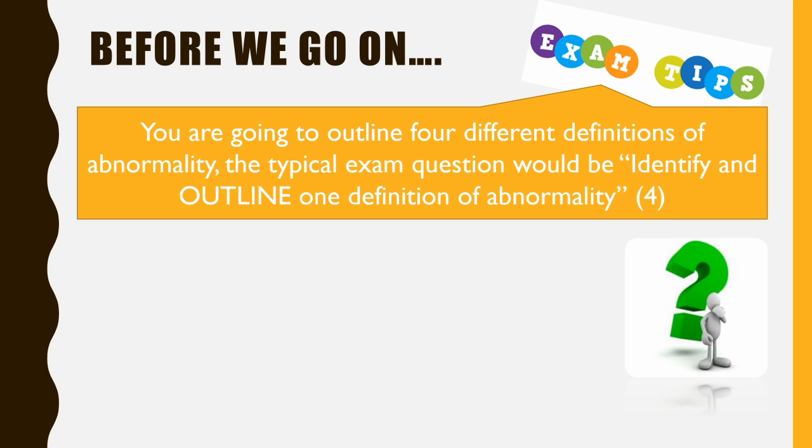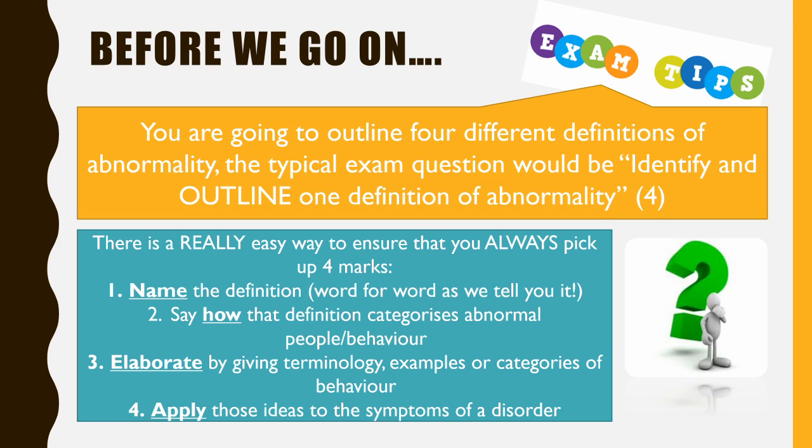So we have learned over the years that if that question comes up, there is a very, very easy structure that you can follow to ensure that you get all 4 marks of credit. So every definition that I outline here will follow this 4-part structure. And if you learn it and stick to it, you will always pick up those marks. So section number 1, which I'll make reference to all the way through, is to name the definition. But you've got to do that word for word as we tell you it. If you just make it up as you feel is okay to express it, then it won't get credit because it won't match the syllabus. So it's got to be word for word as we tell you it.